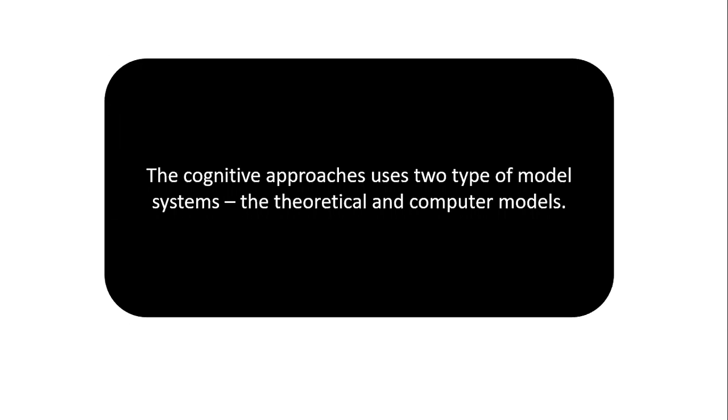Now, we're going to start looking at our theoretical and computer models. Now, the thing about the cognitive approach, like we said in the assumptions, our cognition is studied indirectly. So that means we can't see our thoughts. Doesn't matter how hard I try, I cannot see my thoughts. So one way to explain this abstract concept of our thinking is to create a model. So we've got theoretical and computer models.